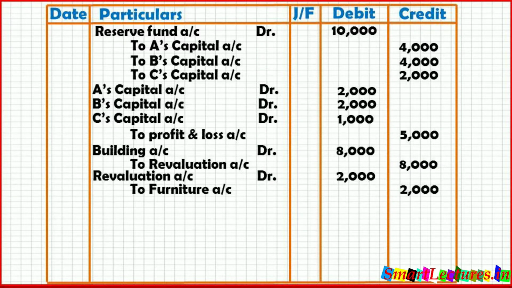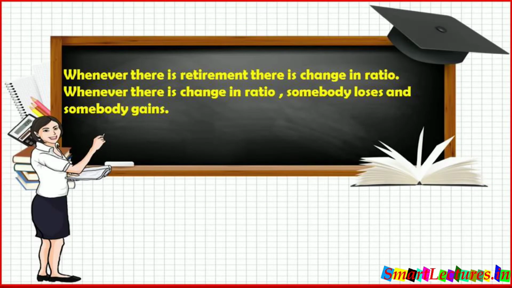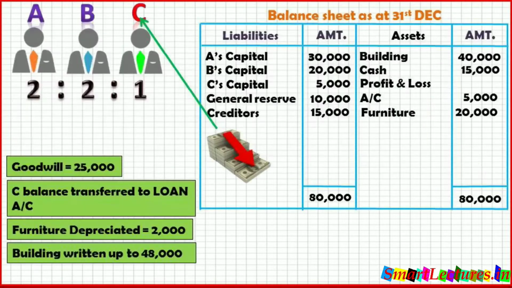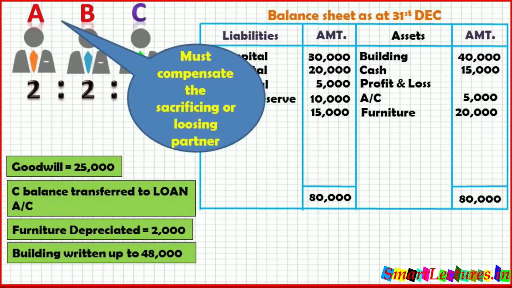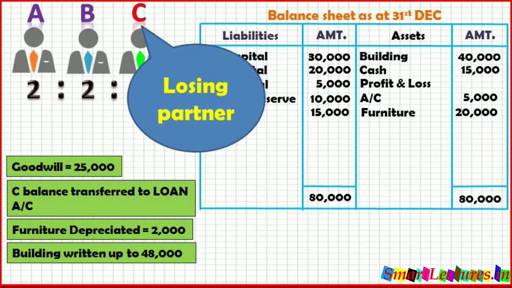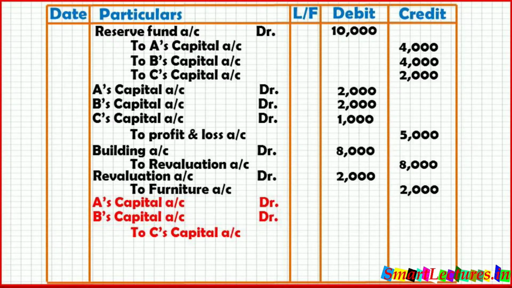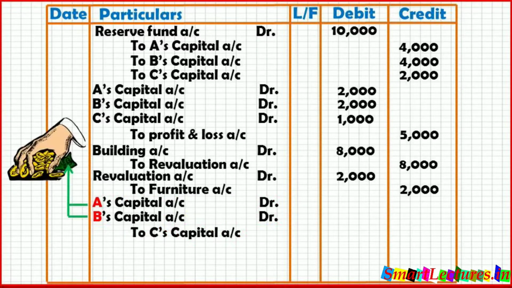Now this is the turn of goodwill. Whenever there is retirement, there is change in ratio. Whenever there is change in ratio, somebody loses, somebody gains. In this situation, C is losing and A and B are gaining. So the gaining partner must compensate the sacrificing or losing partner. The losing partner is C. So in this way, the journal entry will be A's capital account debit, B's capital account debit to C's capital account, because A and B are going to grab the share of C in future.